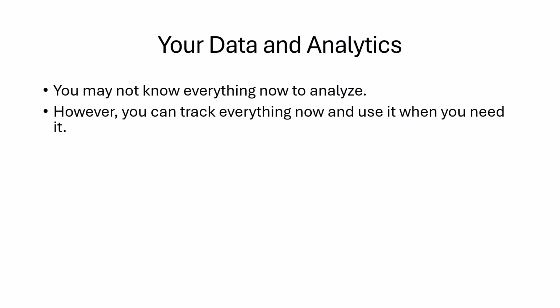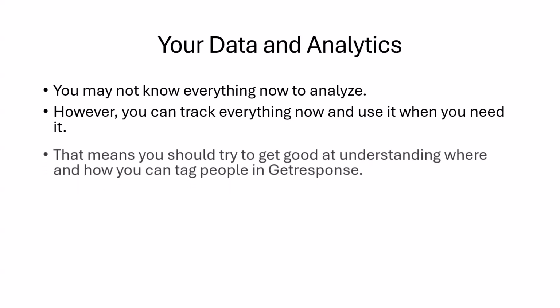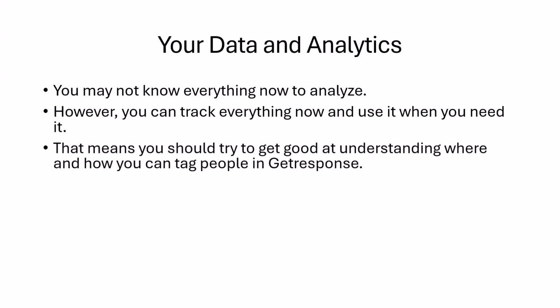Now, GetResponse will give you statistics on when somebody's clicking links. That's not new, right? But that doesn't help you to know that everybody clicked on one link you put in your email. You can make some adjustments, but that's not information you can really use. You've got to get good at tagging your customers based on what they're doing in your autoresponder. Tagging is where you have to go with your data.